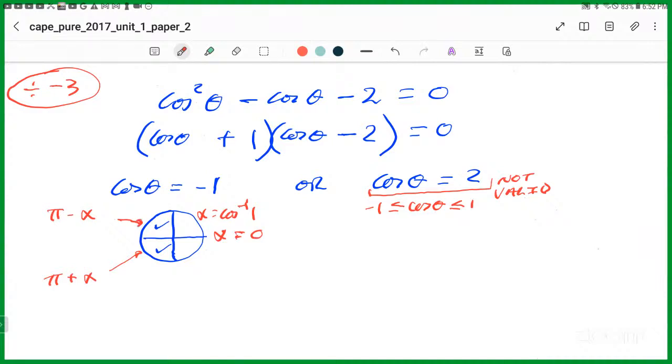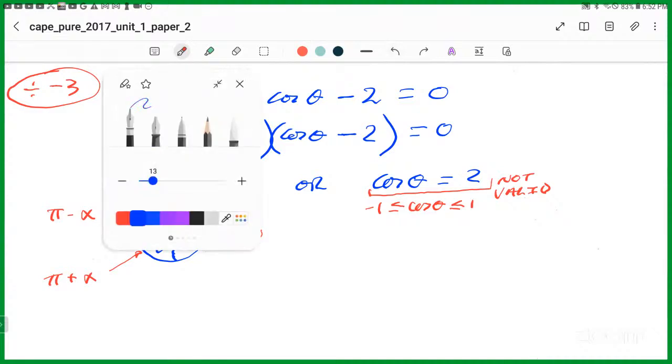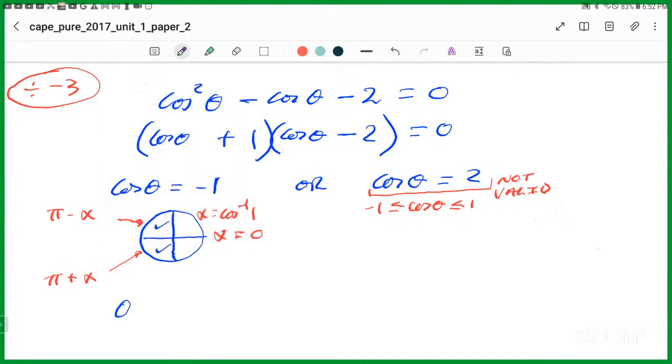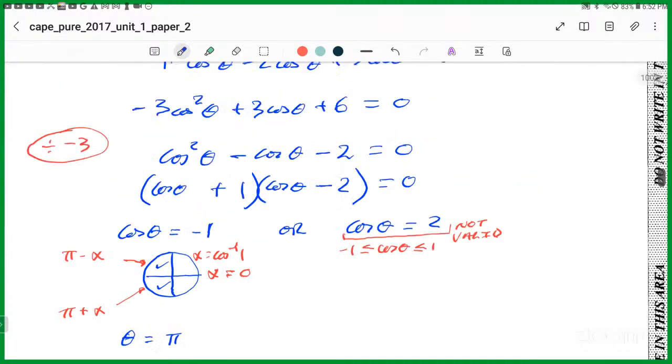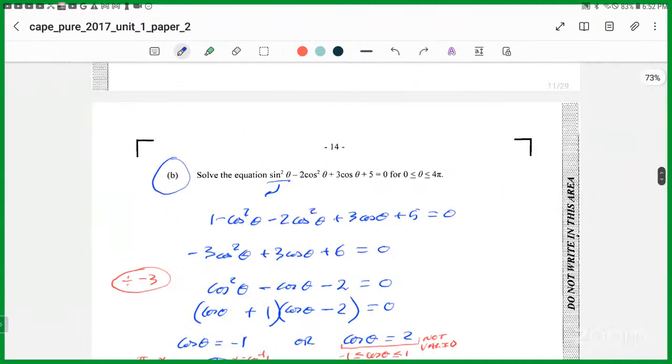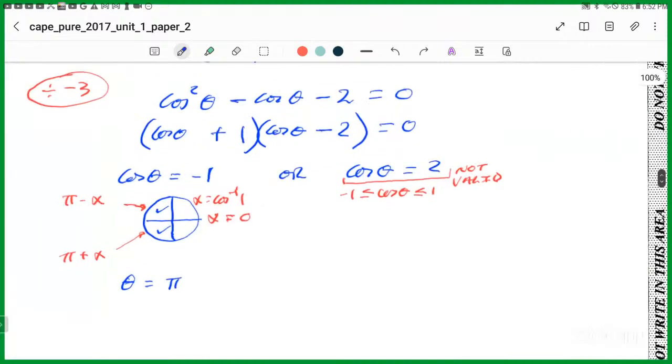So you just get pi. We really want to get pi, right? You're subtracting 0 and you're adding 0. You really just get pi. So the theta is equal to pi. The question goes all the way around to 4 pi. So that's only 2 quadrants giving you pi.